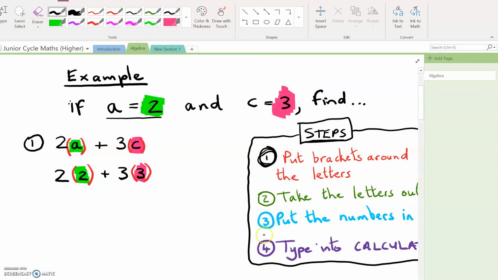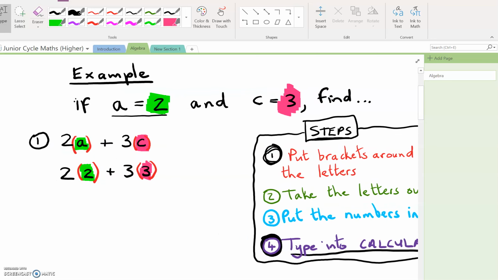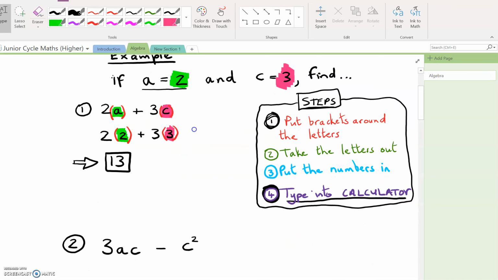Now it's on to step 4, the easiest step of the whole lot. Type what you now have into the calculator to get your answer. If you type that into the calculator, you would get 13. And that's the answer. Let's try another one.